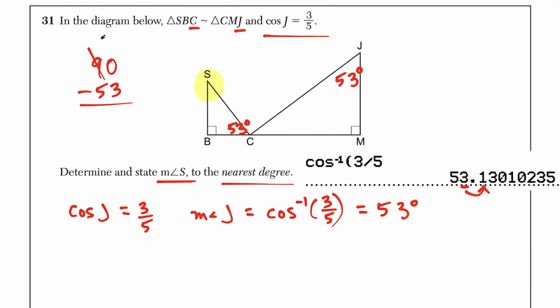So I'm going to borrow here and make this an 8, or I could just use the calculator to do the subtraction. But we have 10 minus 3 is 7. 8 minus 5 is 3. So this angle over here is 37 degrees. Okay, so the measure of angle S, we could say the measure of angle S is equal to 37 degrees. And here's our solution to question 31.